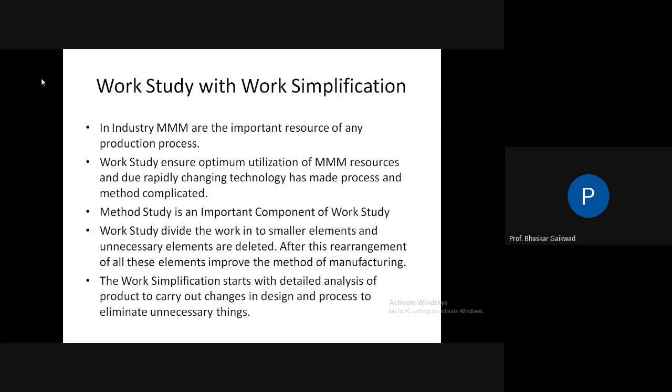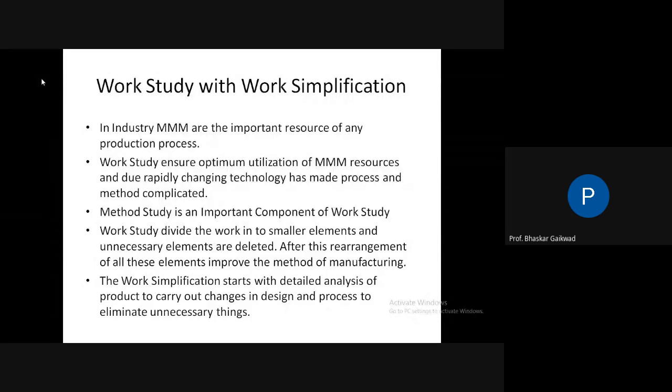Here once again the method study comes in. Method study is an important component of work study. We know that work study has two components, that is method study and work measurement. Both components have great scope under the work study. What is work study actually doing for the simplification? The work study always divides the work into smaller elements. Unnecessary elements are deleted, and after this the elements are rearranged in order to improve the method of manufacturing.